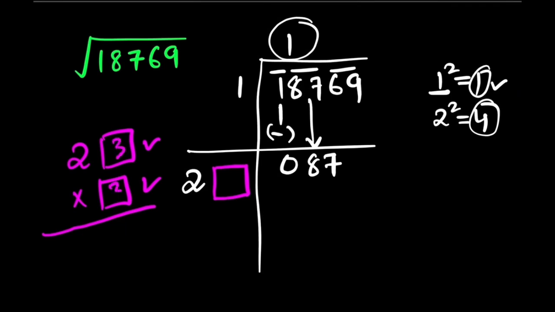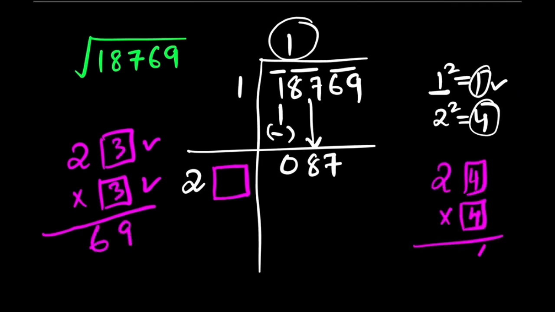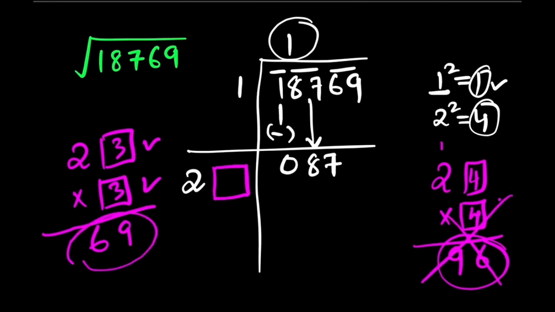Let's try with 3. 3 times 3 is 9. 3 times 2 is 6. Let's see with 4. 4 times 4 is 16, 1 carry. 4 times 2 is 8 plus 1 equals 9, so 96. 96 is greater than 87, so this doesn't work here. So it must be 69. So the number in the box is 3. And then the same number should go in the quotient.